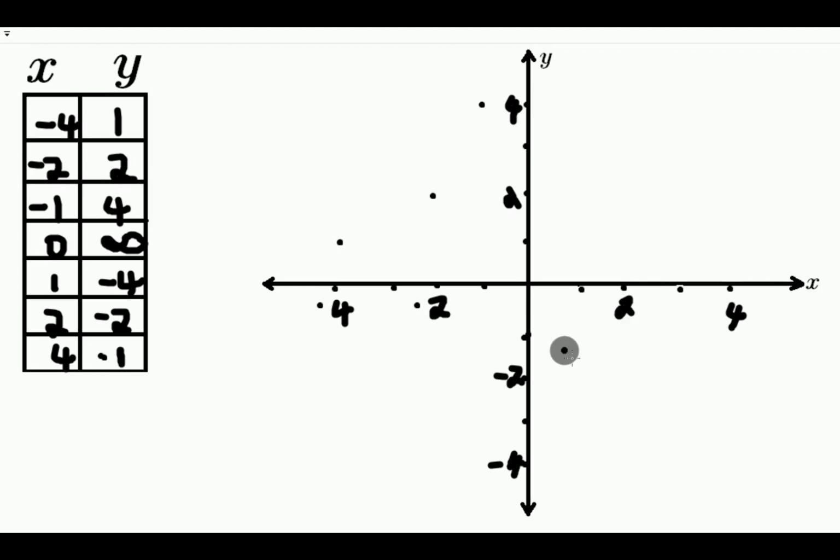Then on the other side we have 1 and minus 4, it will be here. 2 and minus 2, the point will be here. 4 and minus 1, that point will be here. Just erase this part so that we can be able to see that there's a point there on 4.